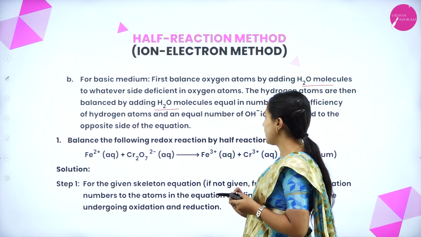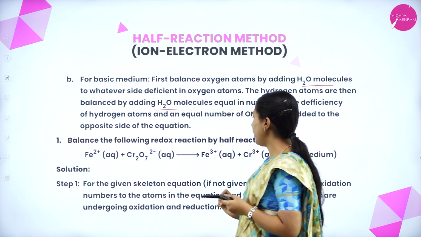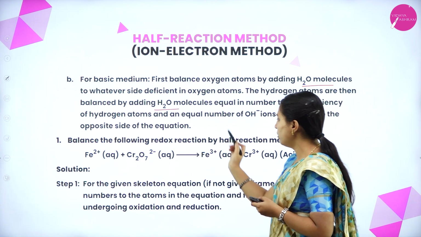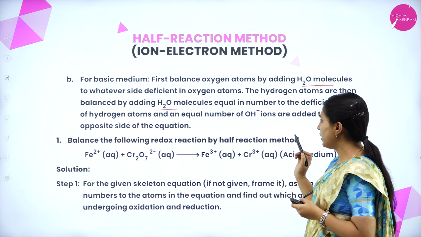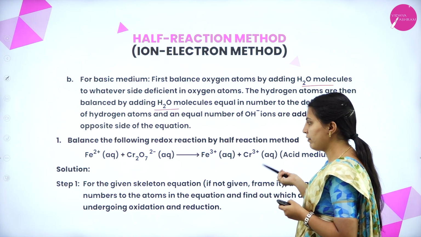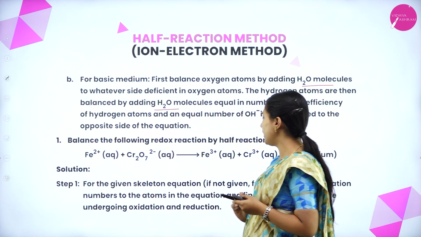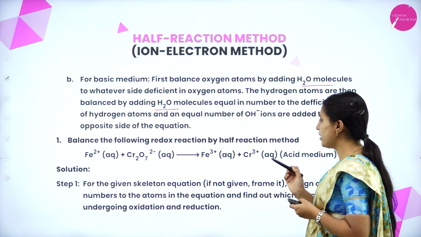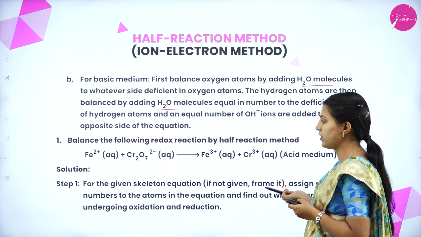Balance the following redox reaction by the half reaction method. Here iron reacts with chromate ion: Fe2+ gets converted to Fe3+, and chromate gets converted to Cr3+ in acid medium. They have already given the skeletal equation. Solution: for the given skeleton equation, assign oxidation numbers to the atoms in the equation and find out which atoms are undergoing oxidation and reduction.